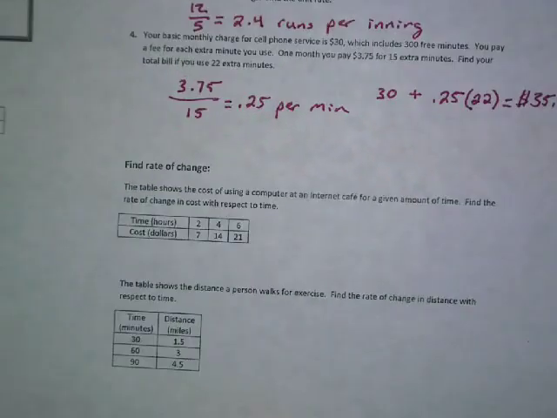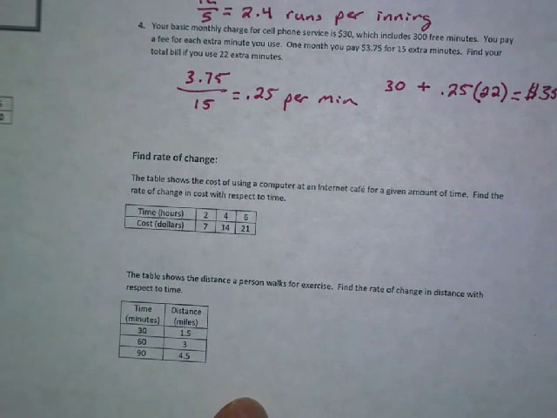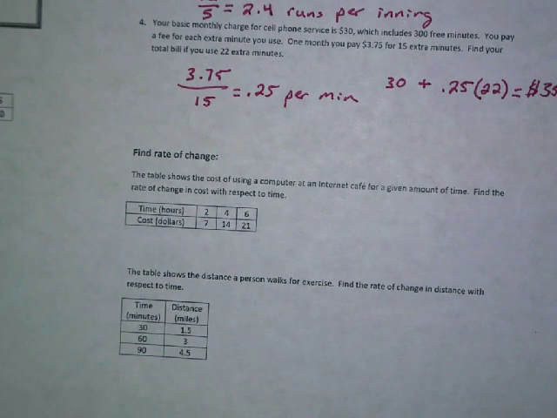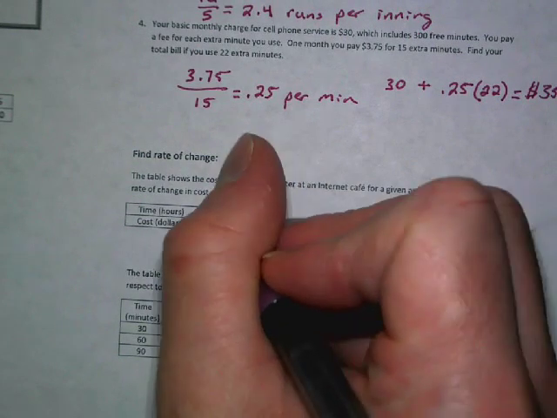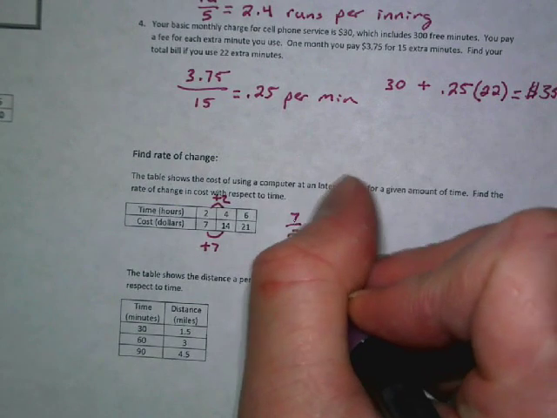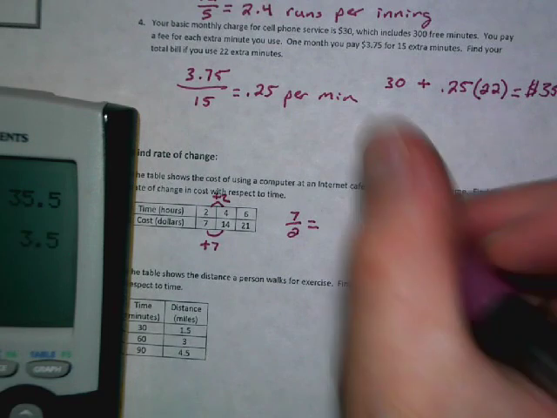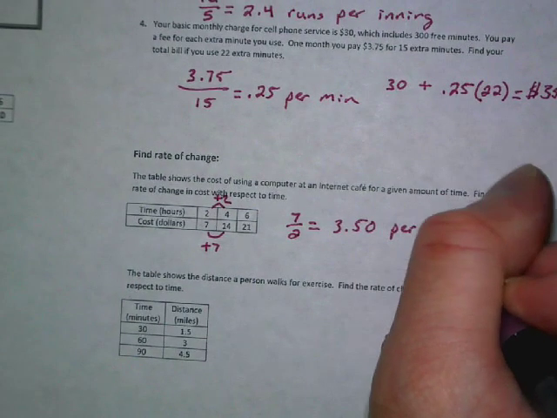Okay, you might also be asked to find rate of change for a given scenario. It's just the same as finding slope from a table as we've seen before. It's just now the table has a description of what it's representing. So the table shows the cost of using a computer at an internet cafe for a given amount of time. Find the rate of change in cost with respect to time. So here's our y's. Change in y is up 7. Change in x, up 2. So 7 divided by 2, and it's okay for these to go ahead and turn into a decimal. It makes more sense. 7 divided by 2, we get 3.5. So it's $3.50 per hour.